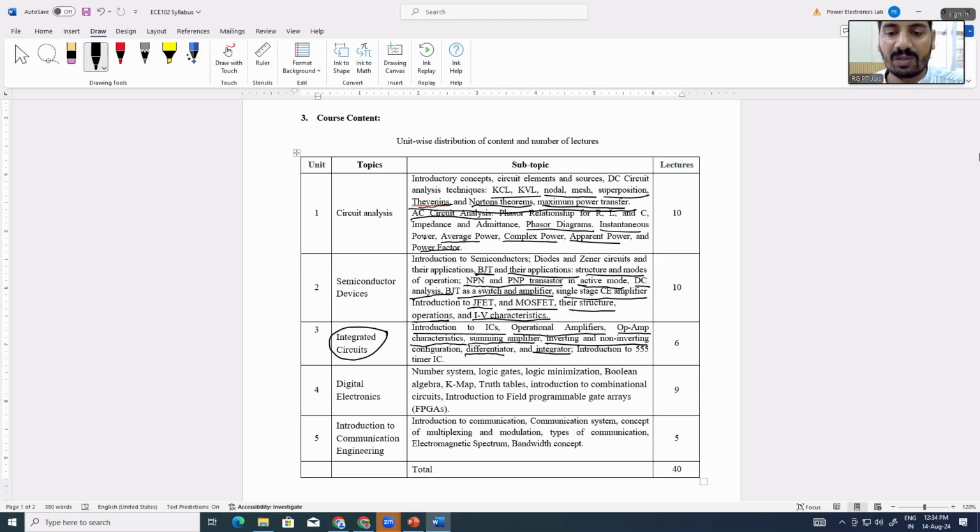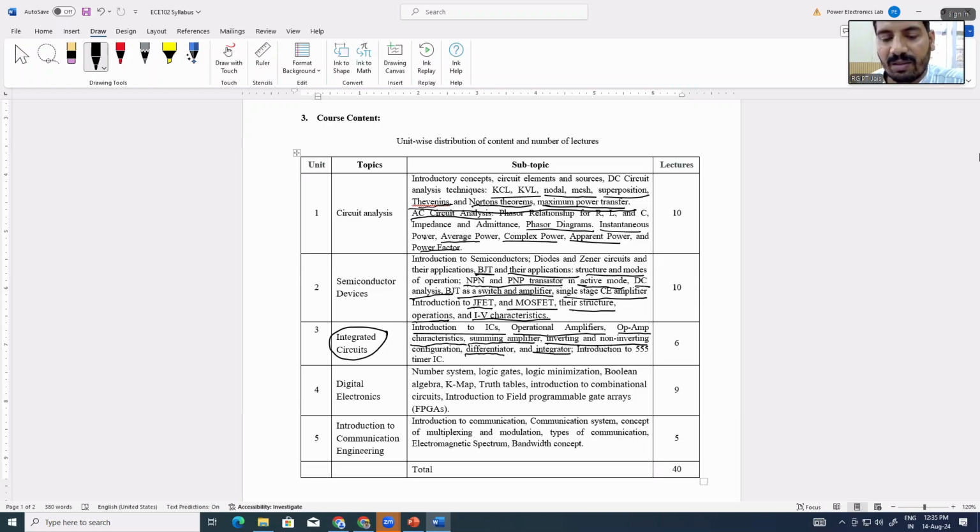You have to study that and solve some numerical problems also, and you will see the concept behind solving the numerical problems while studying this topic. This is a very simple topic. It is not a tough one. If you understand the concept well, then you can solve any problem based on op-amp.